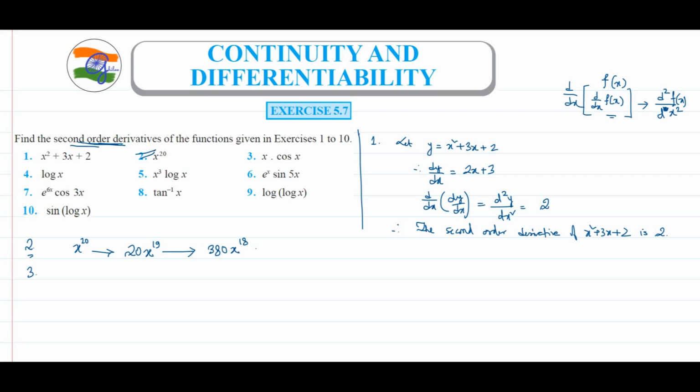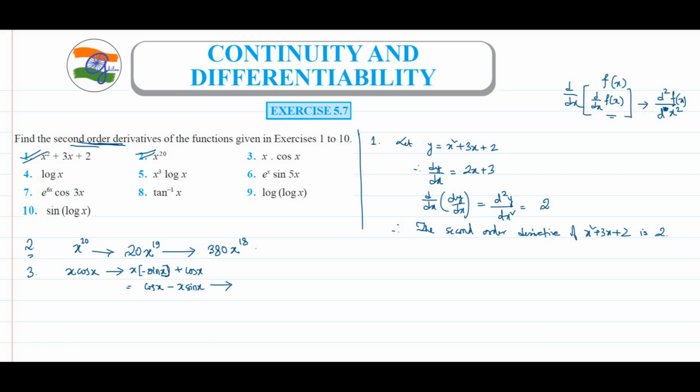Similarly, coming to question number 3, that is x cos x. So you know that it is the multiplication of two functions, so obviously we'll be having the product rule here. So first let me keep x and let me differentiate cos x, plus let me keep cos x and the differentiation of x is 1. This is the first order derivative. So the first order derivative comes out to be cos x minus x sin x.